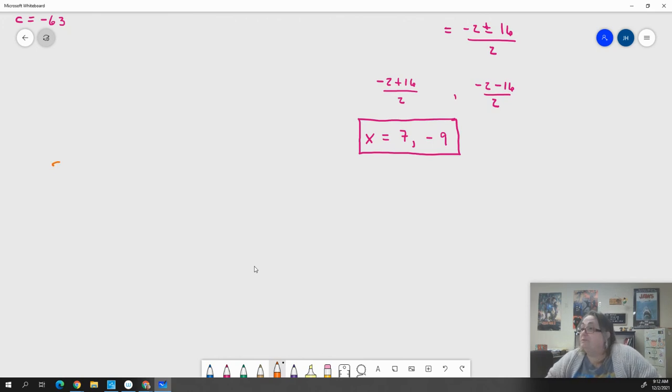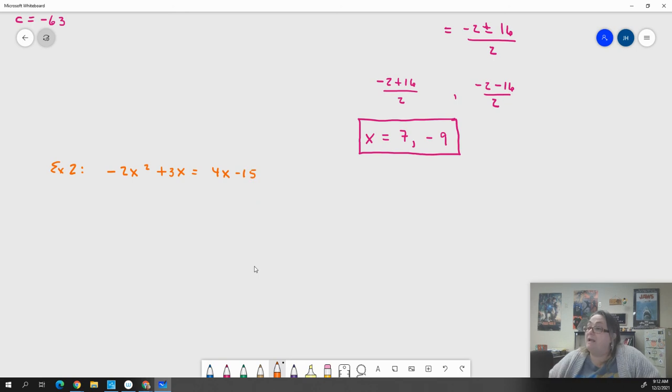Let's do example 2. Why? Because it's the second one. Example 2. If I have minus 2x squared plus 3x equals 4x minus 15.